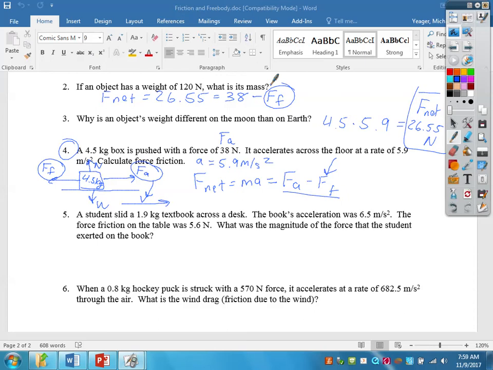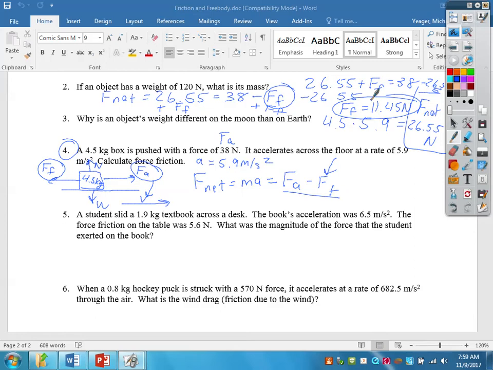So, when I do this, I would simply be adding the Ff to the other side. 26.55 plus Ff equals 38. Subtract 26.55 to the other side. And that will give me a frictional force of 11.45 newtons. So the frictional force on this is 11.45 newtons.